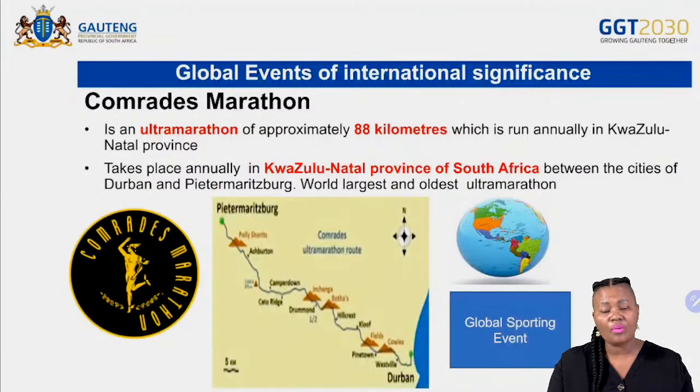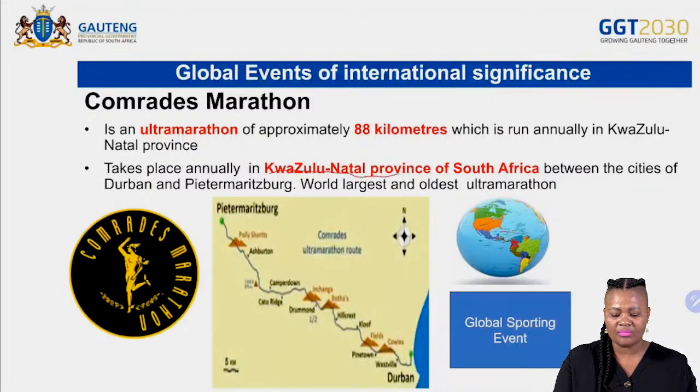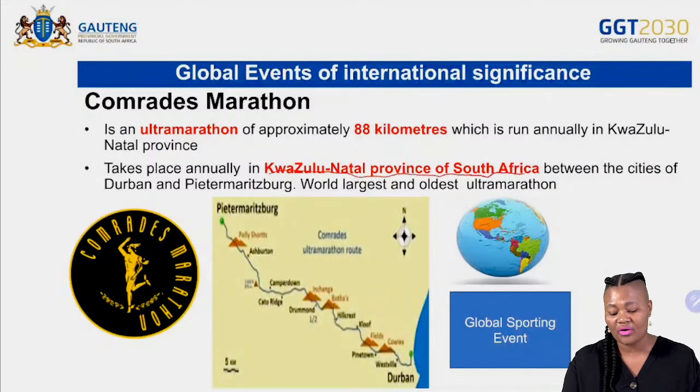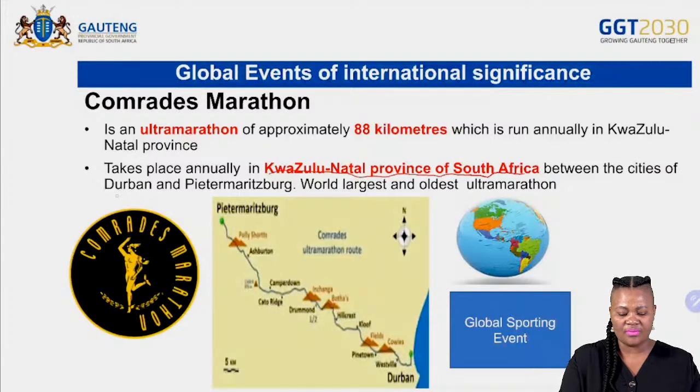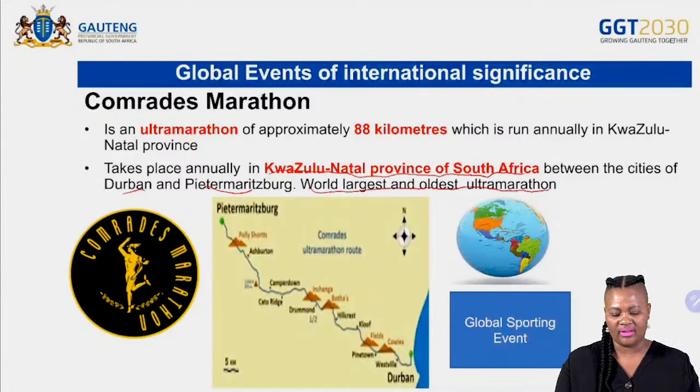And then we've got the Comrades Marathon, which is an ultra marathon of approximately 88 kilometers, which is run annually in KwaZulu-Natal province. It takes place annually in the KwaZulu-Natal province, and as you all know, KwaZulu-Natal province is a province within South Africa. It takes place between the cities of Durban and Pietermaritzburg. It's the world's largest and oldest ultra marathon.